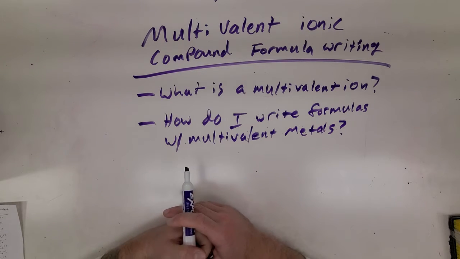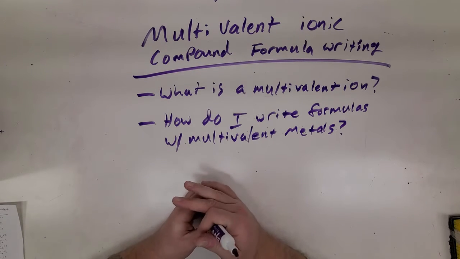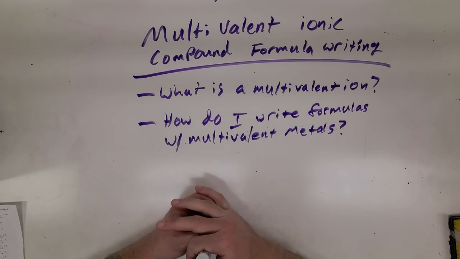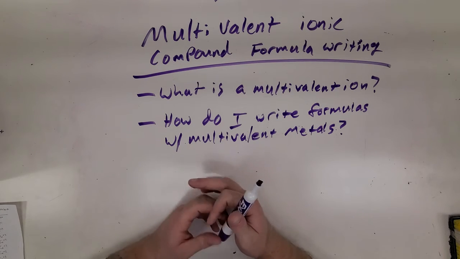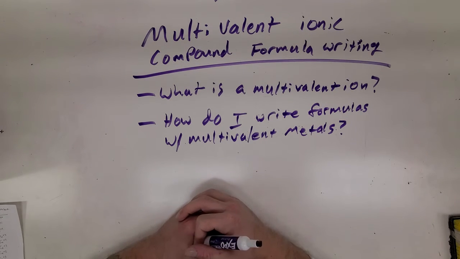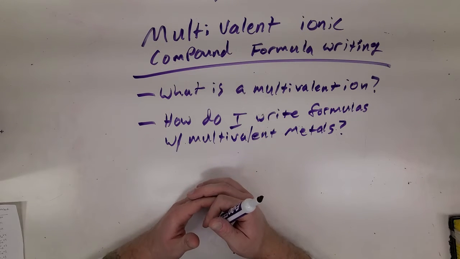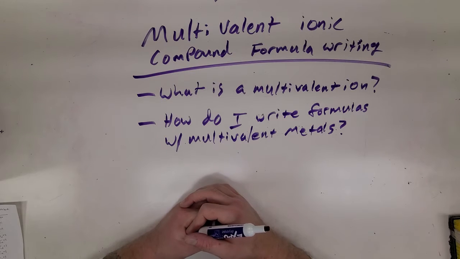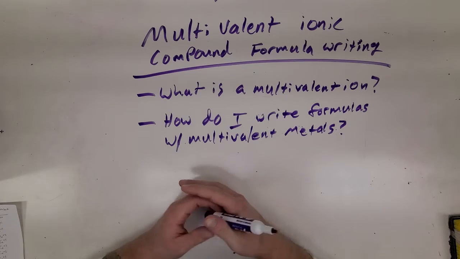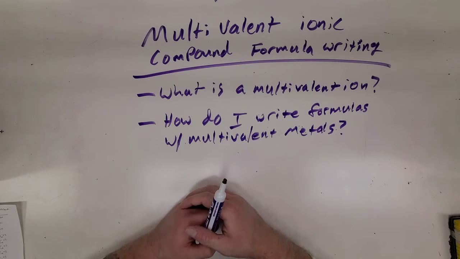Welcome to today's video. For this video, we're going to talk about multivalent ionic compound formula writing, and it's just writing formulas for compounds that have metals that have multivalent charges to them. We'll talk about first what is a multivalent ion, and then we'll talk about how to write formulas with multivalent metals. It's actually pretty similar to everything else, but let's go ahead and dive right in.